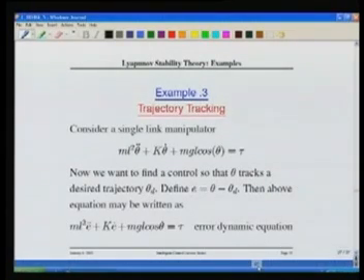So, this is an example that will show an application to controller design using Lyapunov stability theory. We will take a single link manipulator. A single link manipulator means you have one rigid link, and this rigid link is mounted on a motor shaft in such a way that it moves in a vertical plane, not a horizontal plane.